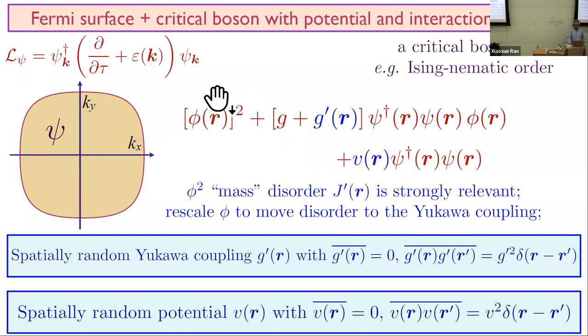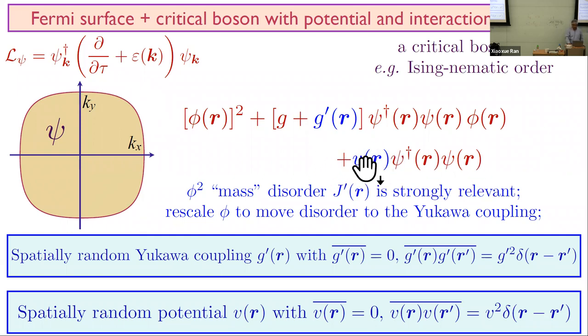You have some phi squared term whose coefficient you're going to tune to make the system critical. Then there's the Yukawa coupling, which has a part that's spatially uniform and a part that's spatially random. Now you can add all kinds of indices, like someone was doing a minute ago, and they can be random or non-random. That doesn't change the basic structure of the equations. What does change is whether they're random in position. So this is our final model.